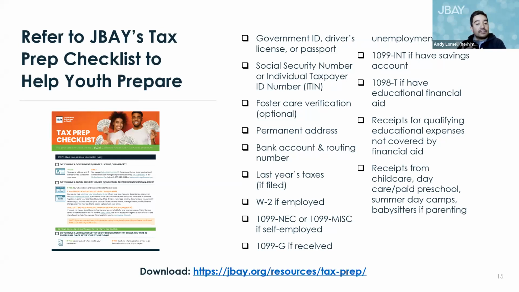And lastly, just any receipts from childcare, daycare, summer day camps, anything involved with childcare as well that you'd be able to claim later on when you're filing your taxes. It's a very robust list. Again, it's available in the link. It's in the chat as well as on this slide. Definitely make sure that youth have access to this checklist and that they look and see which items are specifically applicable to them. And then let's look at the next slide, please.